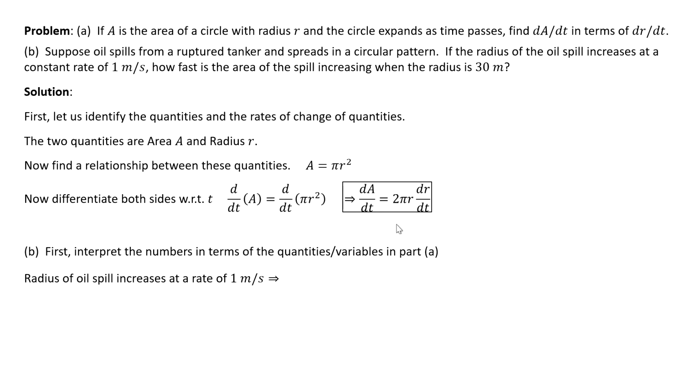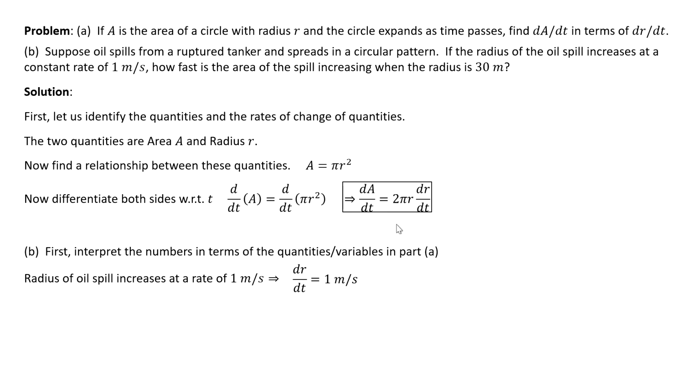Radius of oil spill increases at a rate of 1 meter per second. Any ideas? Yes, it is increasing at a rate. So the moment they say rate, they are giving us d of some quantity dt. In this case, because it is radius, and radius is represented as r, dr/dt has been given to be 1 meter per second. So dr/dt is 1 meter per second.